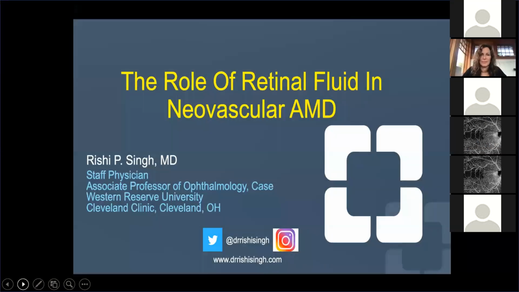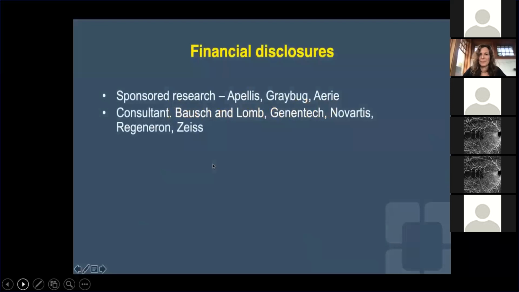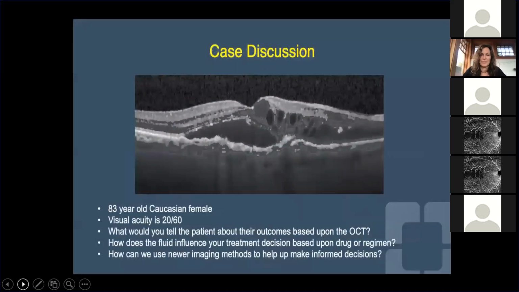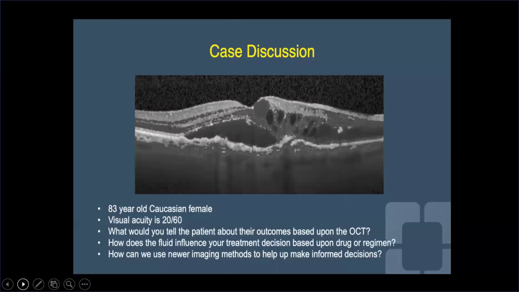Of retinal fluid and neovascular AMD. Here are my financial disclosures for this presentation. So we'll start off with a case for our discussion. This is an 83-year-old Caucasian female who presented with visual acuity of 20/60 in this eye. She presents with an OCT which has intraretinal fluid, sub-RPE fluid, and subretinal fluid.